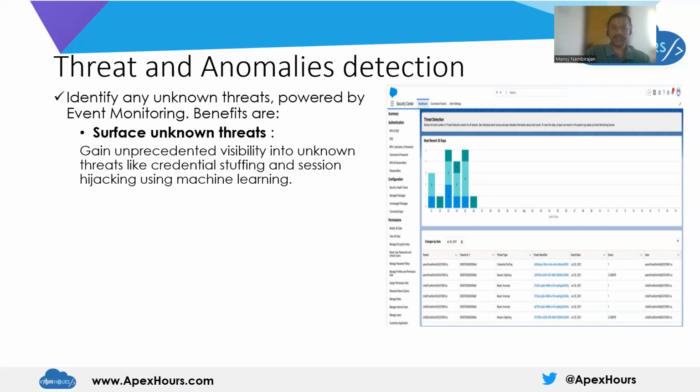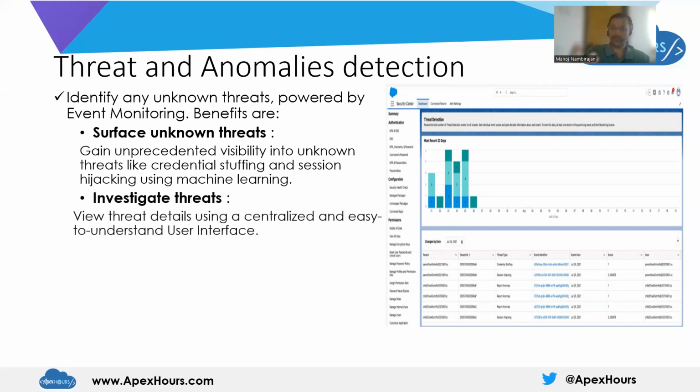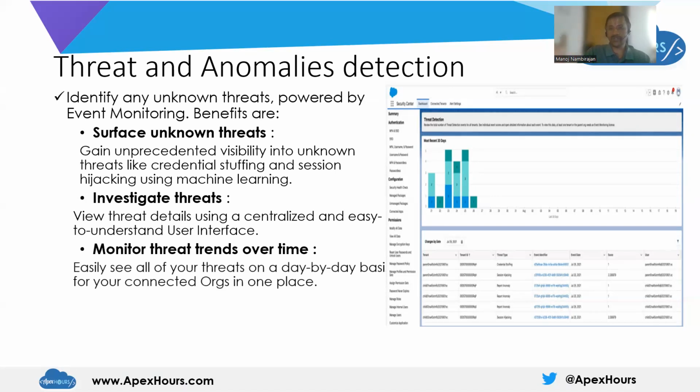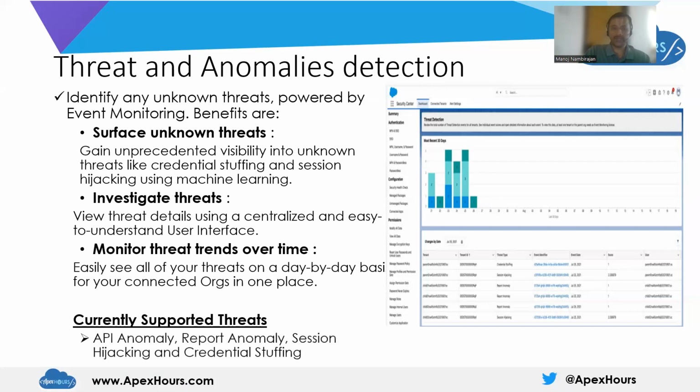So the first benefit is unknown threat. If any credential stuffing or session hijacking has happened, a real-time threat can be sent to the user. Investigation of threat can also be done with this feature of the Security Center app, and then monitoring threat trend over time. That is something you can do on a day-over-day basis, or see what else security threat a particular org got exposed to in the last 3 months or last week. That kind of trend chart is something you can easily run. And the currently supported threats that the Security Center app will operate on as of today are API anomaly, report anomaly, session hijacking, and credential stuffing.